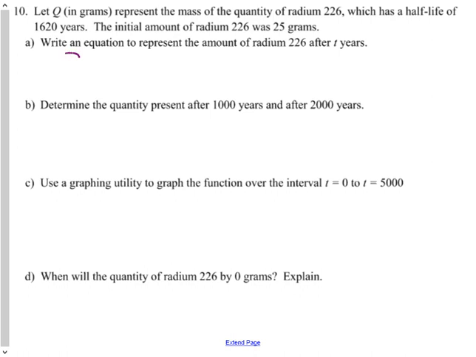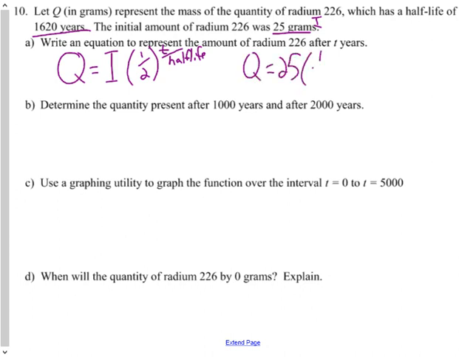So we've got quantity left over equals, usually they use I for initial amount. That could also be principal, but it's not money this time. And half-life is how long it takes for it to literally disintegrate or decay by half. To the T over half-life is our formula. So how many years divided by the half-life? Plugging in our information, 25 grams is our I, and our half-life number is 1620, so Q equals 25, parentheses, half to the T over 1620.